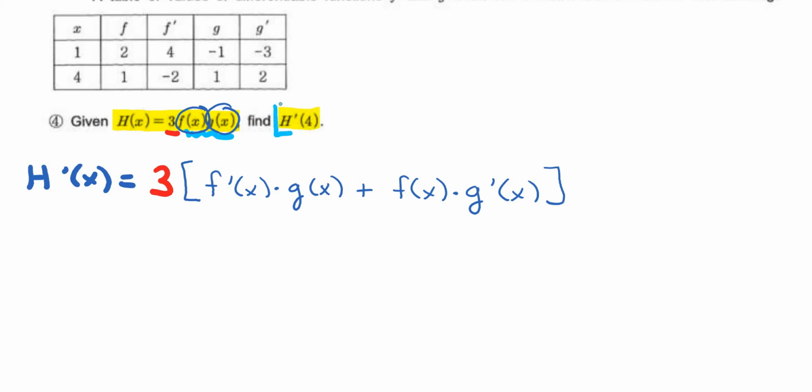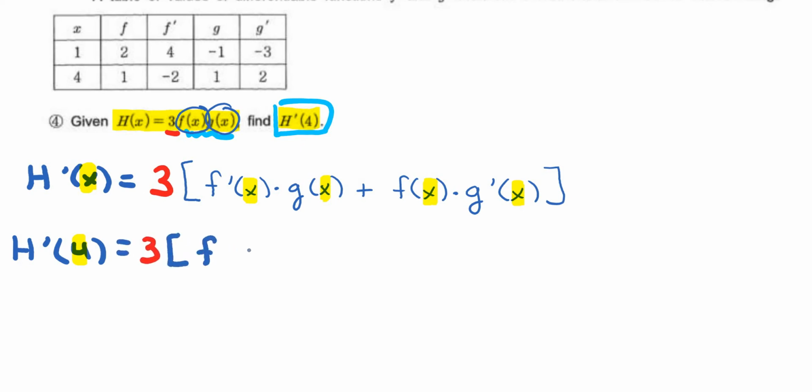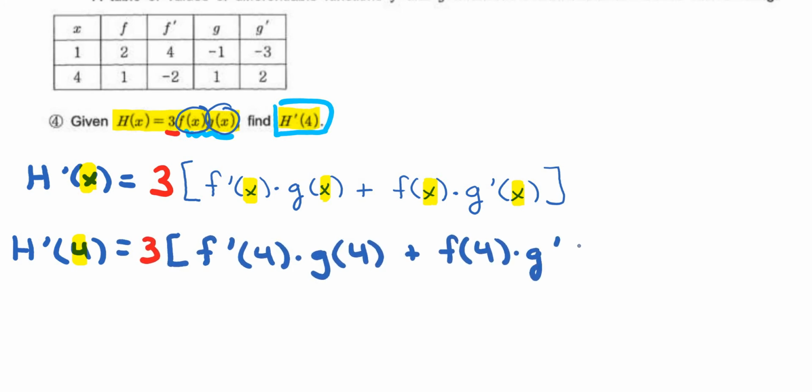Okay, and now I need to find h prime of 4. So once again, anytime you see an x, all the x's will now change to a value of 4. So this will be equal to 3 times f prime of 4 times g of 4 plus f of 4 times g prime of 4. Then after that, we're just going to our table now.